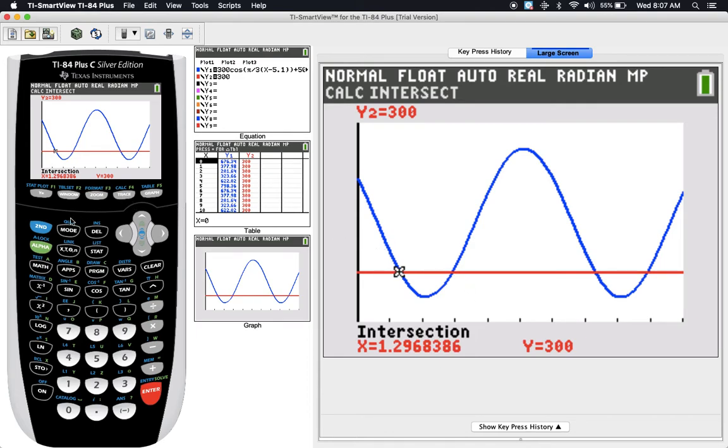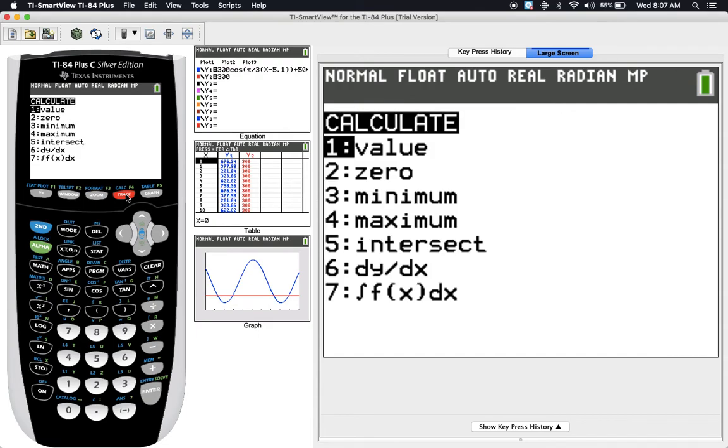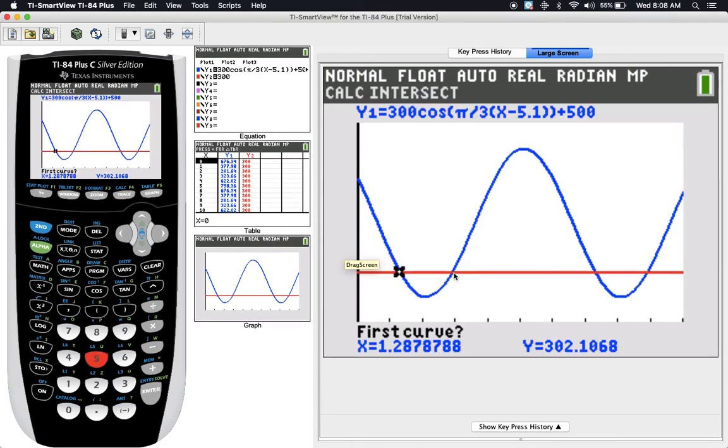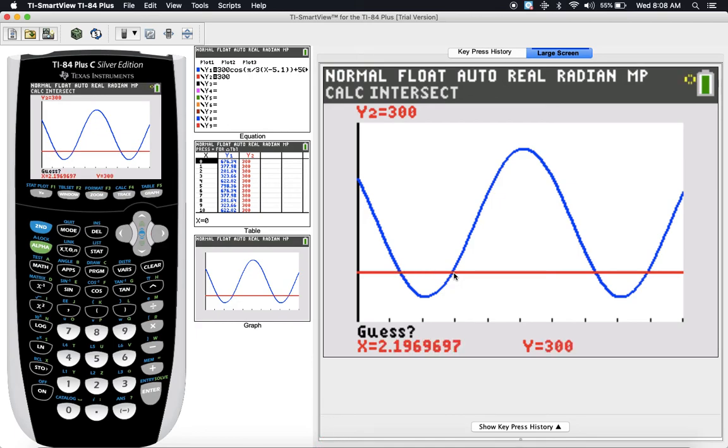So I hit second, calc, intersect, so I hit the number 5, and then first curve, second curve. They look like they're the same, but I can tell by the color and by the name that's listed up here which curves they were talking about. Now I care about this answer. Hit enter, and I get 2.9. So for about a year, from t equals 1.9 to t equals 2.9, they were endangered. Okay, thank you very much.